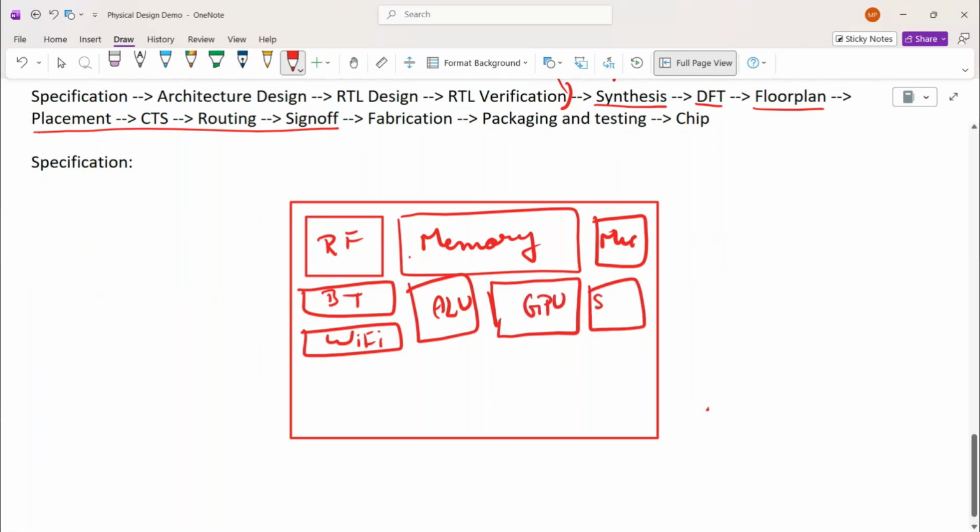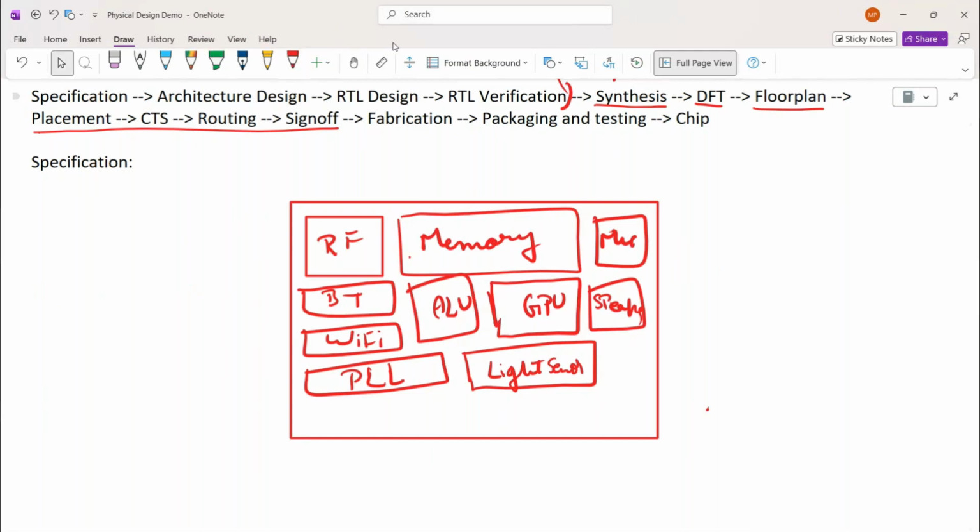There will be a speaker, right? So like that, there will be a PLL. Obviously, to generate the clock signal, an oscillator or PLL, phase lock loop, is required. There should be a light sensor, right? So like this, the specification comes to us, according to what all things the client wants the chip to do. This is called the specification.